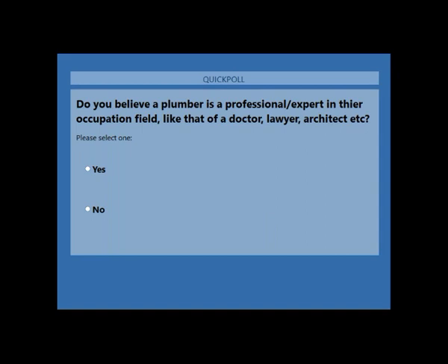So the question is, do you believe or think a plumber is a professional expert in his or her occupational field, like a doctor or a dentist or a lawyer or an architect or an engineer? Do you think we're professionals in our own right? Do you think we're experts? Just like engineers, we studied, we did our 4-year apprenticeship, and 3 years, and whatever it is, we worked in the trenches. So I'm asking you, do you believe or think a plumber is a professional expert in his or her occupational field?